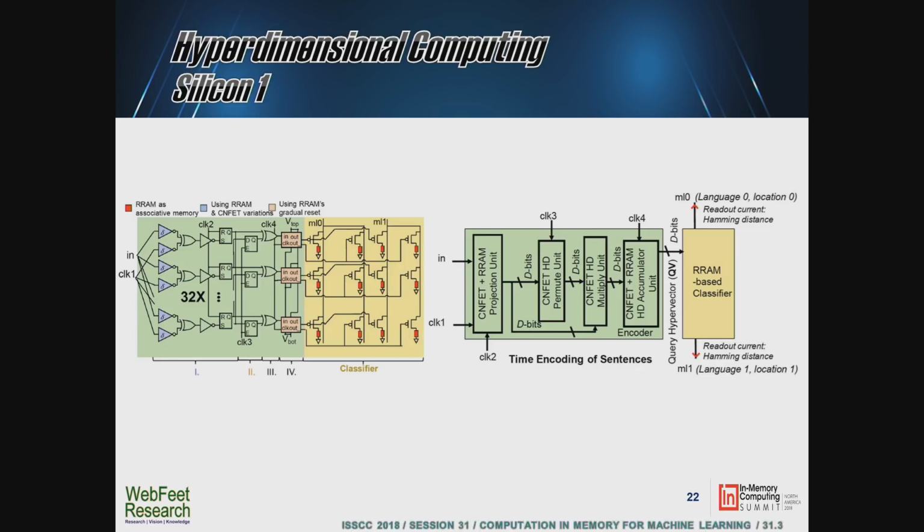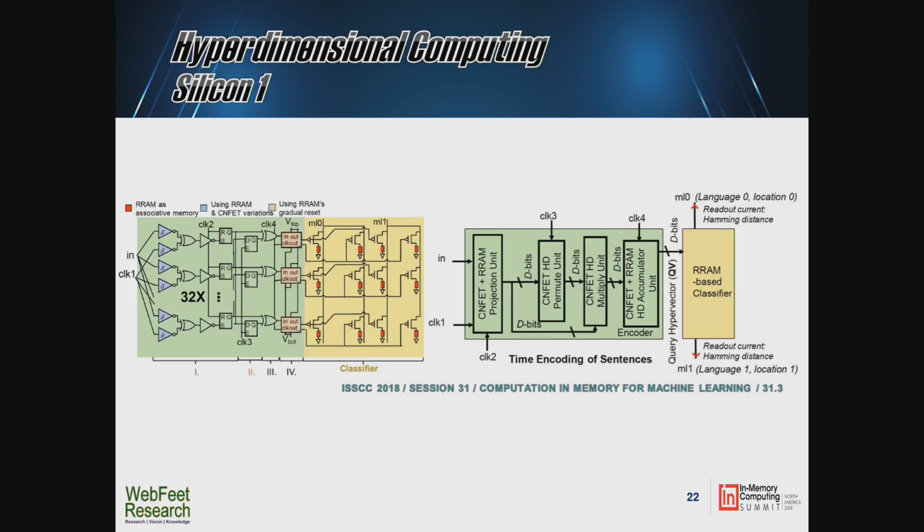This was in-memory learning, at ISSCC this year, January. You see they have already laid it out. They've already had silicon, working silicon. You have to have working silicon to make the solid-state circuits conference. Notice that we have the encoder of the sequence, and we have the resistive RAM-based classifier, which gives you the output of the Hamming distance. And this is also another dual classifier showing the actual logic circuitry.